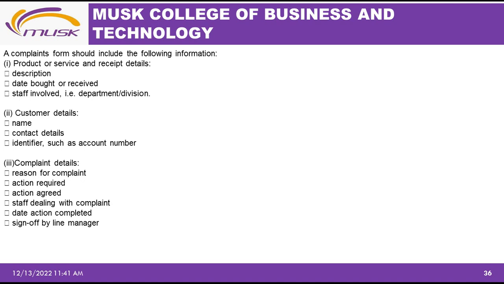Customer details, so you can provide your name, contact details, an identifier such as an account number. Maybe it's in a bank setup where you are giving your complaint. And then we have complaint details: reason for complaint, action required, action agreed, staff dealing with the complaint. This makes sure that we can follow up. And then the date action completed and sign off by the line manager. That one is to confirm that the complaint has been taken care of.